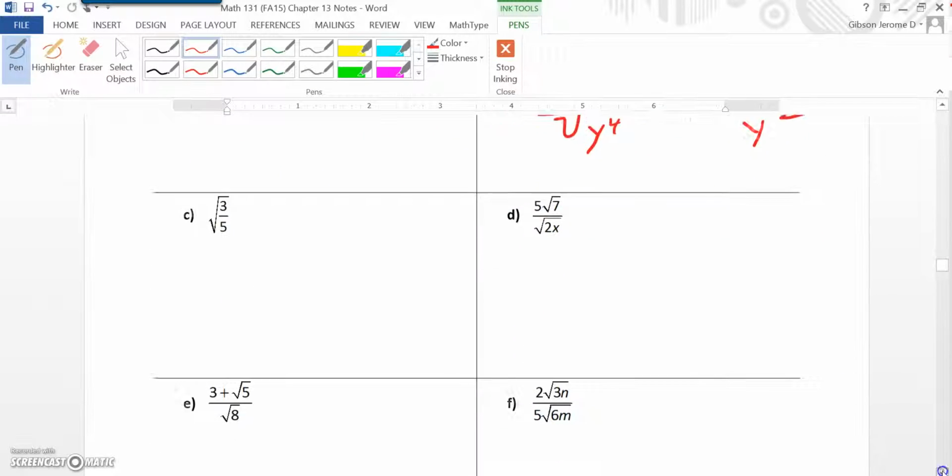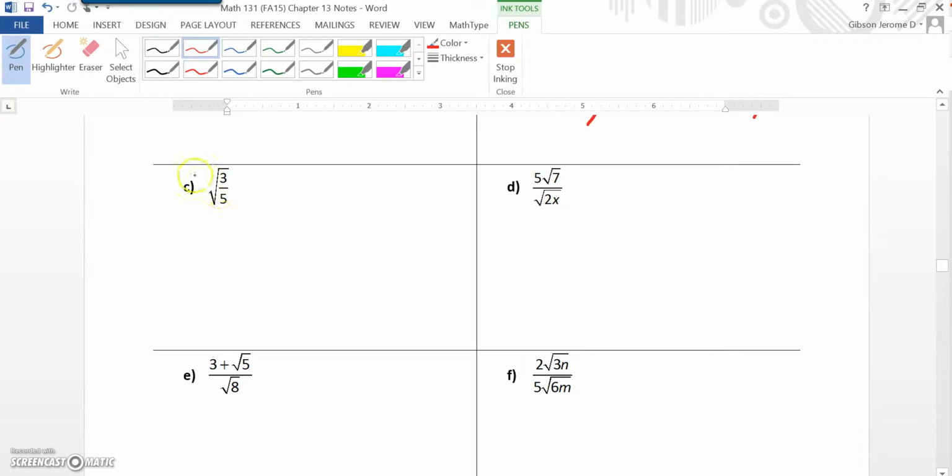Now we go down here to C. We have the square root of 3/5. Now we cannot simplify this and they have nothing in common. So we will break this up. We have the square root of 3 over the square root of 5. Now we have to rationalize our denominator. So we can multiply our numerator and denominator by the square root of 5. So we won't be left with a square root in our denominator.